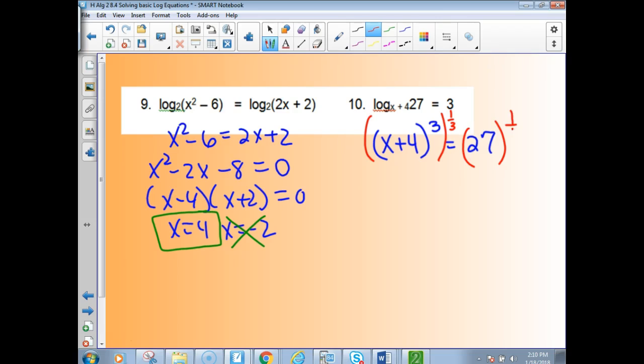Reciprocal exponent. All right, 1/3 times 3 is 1. And we got x plus 4 equals the cube root of 27, which would be 3. And then subtract 4 and we get x is -1. Now, let's double check that that's okay in the original equation. So put in -1 here, a base of 3. That would make everything perfectly fine. No problem with the -1.